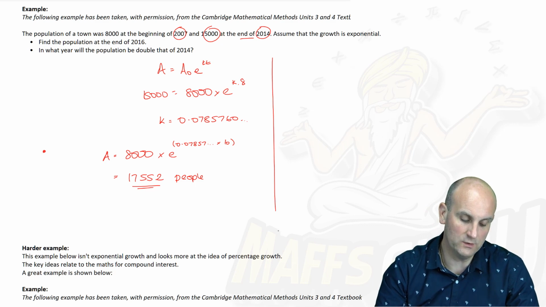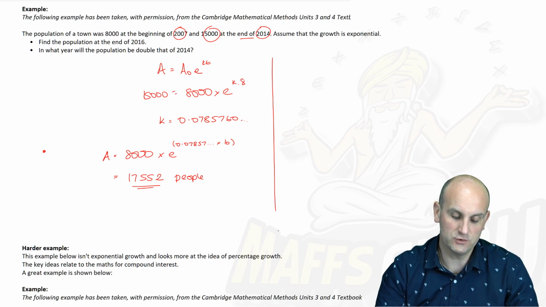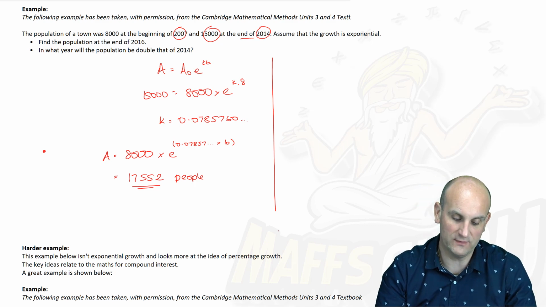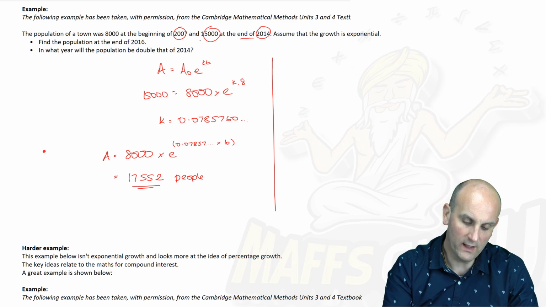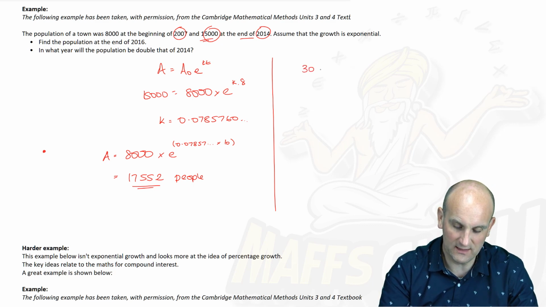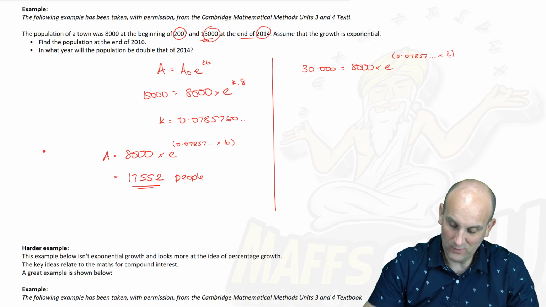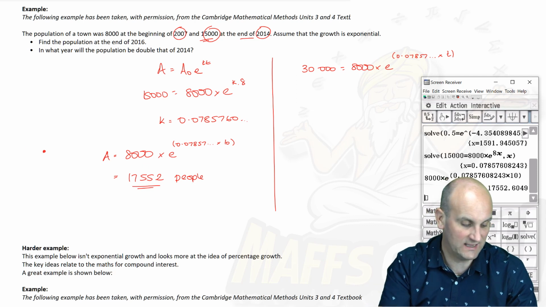In what year will the population be double that of 2014? Right, wow. In what year will that be? Double of 2014. Well, I can double 15,000 to give me 30,000. Now it is equal to 8,000, that was my start value, times e to the 0.07857 multiplied by what year? Well, we're trying to find the value of t. So again, once I've actually extracted the information, I just put it into my calculator and get it to do all the hard work for me.